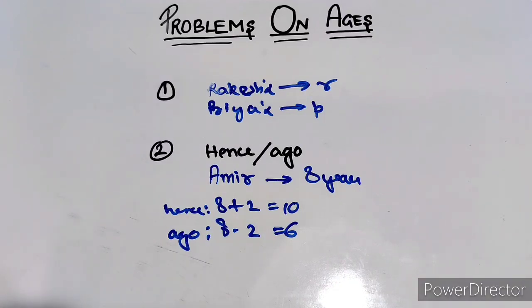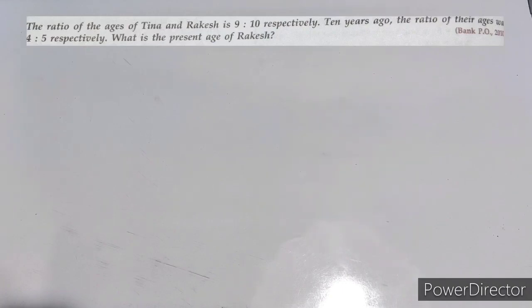And so let us start with the questions, and just telling you that this chapter will mostly involve the question regarding ratios. So hopefully you all are good at ratios. So let us start with our first question. So our first question goes like, the ratio of the ages of Tina and Rakesh is 9:10 respectively. 10 years ago, the ratio of their ages was 4:5 respectively. Then what is the present age of Rakesh?